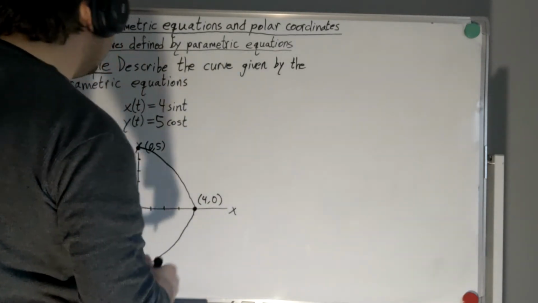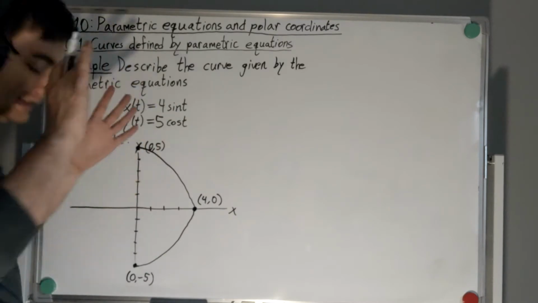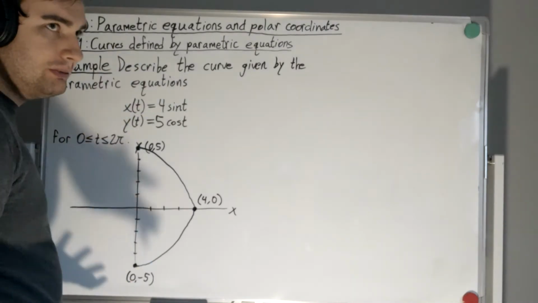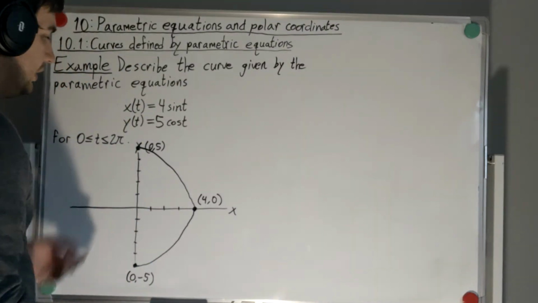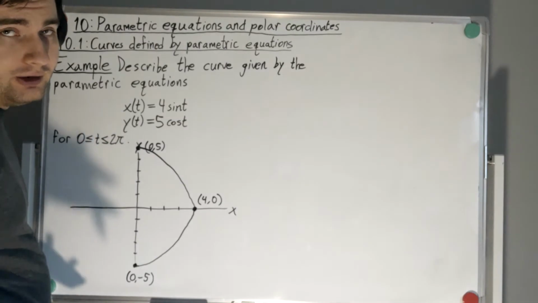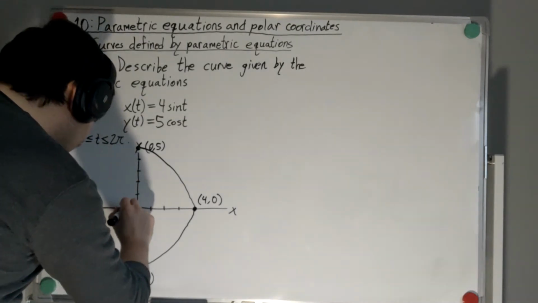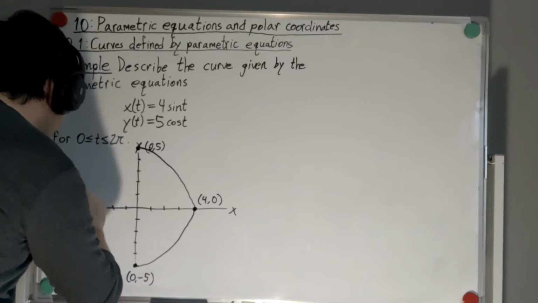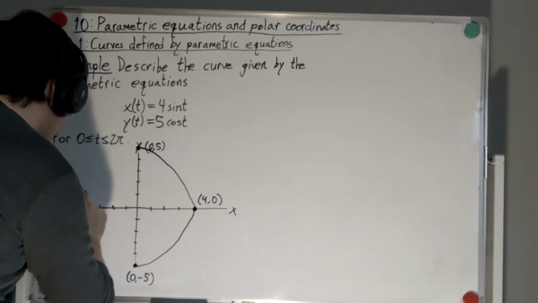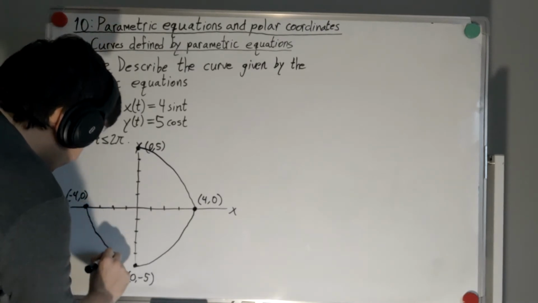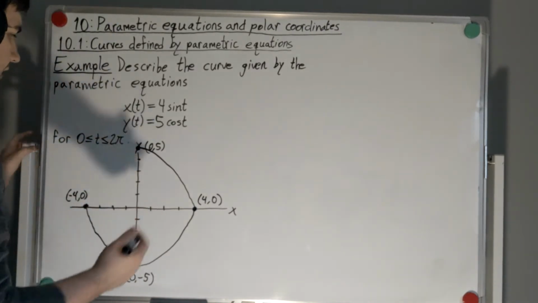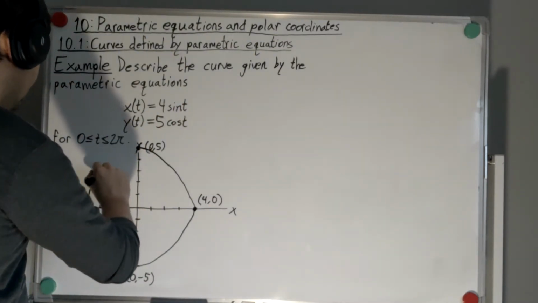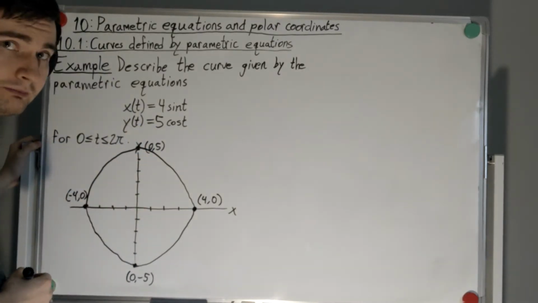And then when t is 3 pi over 2, then x is going to be 4 times the sine of 3 pi over 2, that's negative 4. And y is going to be 5 times the cosine of 3 pi over 2, which is 0. So we'll get the point negative 4, 0. And then as t goes between 3 pi over 2 and 2 pi, it's going to come all the way back up to 0, 5.